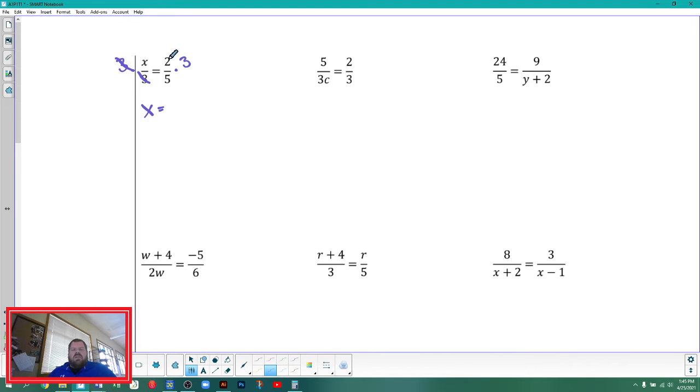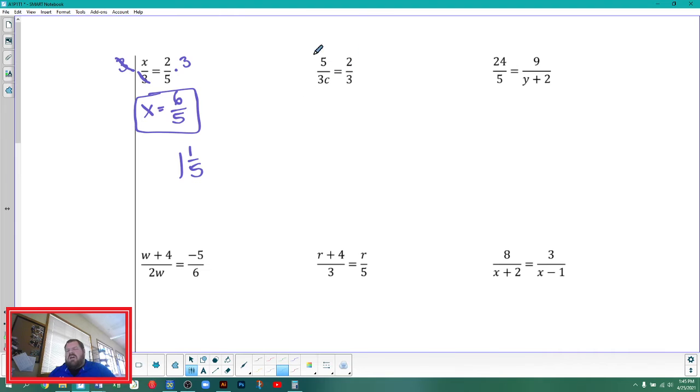So X is equal to 2 times 3 is 6 over 5. And I'm done. It doesn't reduce. And yes, it is the same as 1 1/5, but you know me, I'm not a big fan of mixed numbers. I'd rather see improper fractions. They're a little bit cleaner.